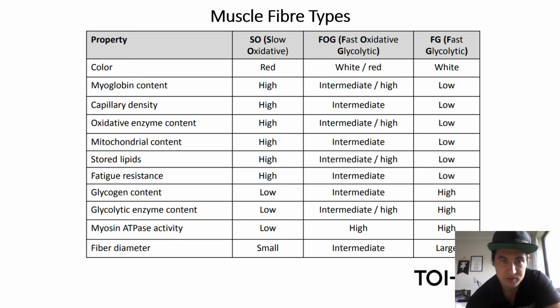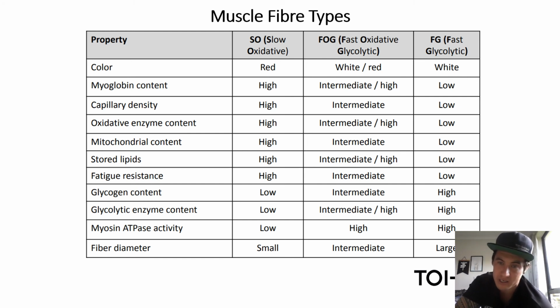So slow oxidative muscle fibers have a different color when they're looked at under a microscope. Myoglobin content, so how much oxygen can be consumed. Capillary density, so how many capillaries actually feed those muscle fibers. Oxidative enzyme content, so how much enzyme content we have that can use oxygen to make ATP. Mitochondria, you remember that's an organelle within a cell that helps generate ATP using oxygen. Stored lipids, so how much fat we can store within that muscle fiber. Fatigue resistance, glycogen content, which we break down to create energy really quickly.